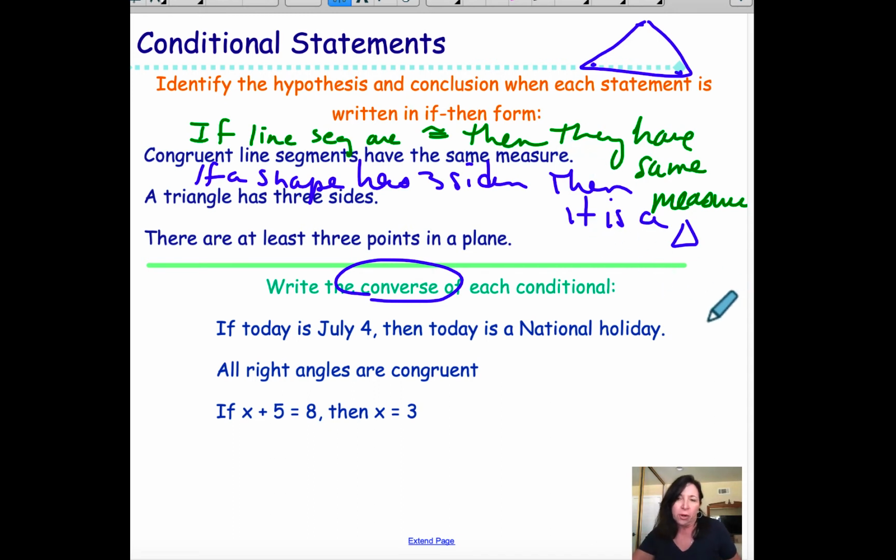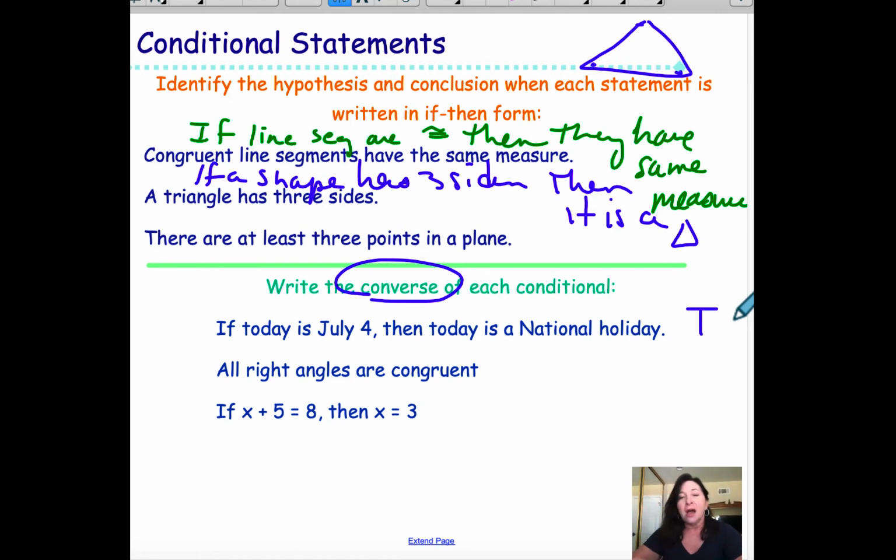Yes, if it's July 4th today, then today is a national holiday, right? However, if I write the converse, which says if today is a national holiday, then today is July 4th, is that a true conditional? If it's a national holiday, it could be Veterans Day. It doesn't have to be July the 4th. There are a lot of different things that could come up. We call those things that come up to prove a statement wrong counterexamples.